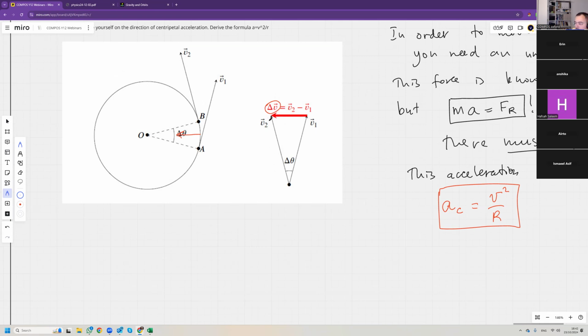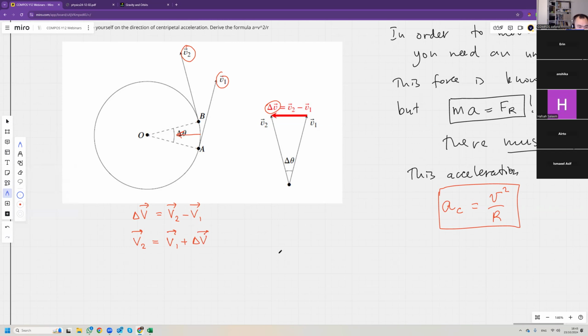All right, so I'll try to convince you. Delta v, by definition, the change in velocity, is the final velocity minus the initial velocity. So this is the final, and this is the initial. I hope I don't have to convince you on that. I can rearrange that and make v2 equal to v1 plus delta v.